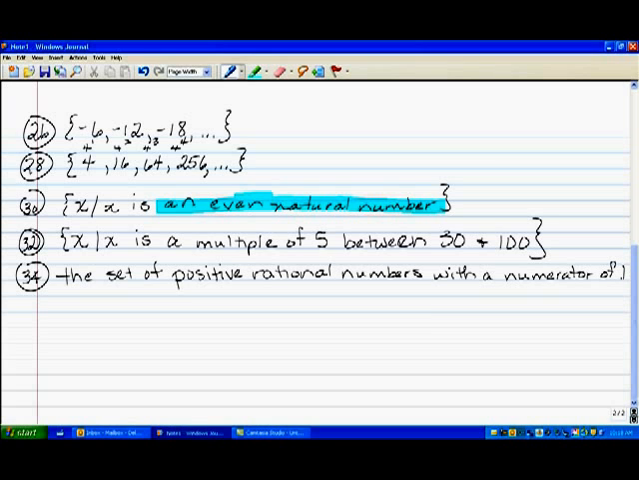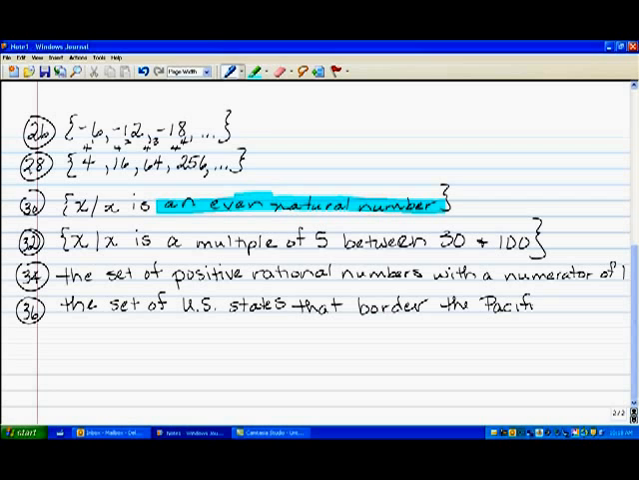And 36. We have Alaska, California, Hawaii, Oregon, and Washington. Let's see, that's all the states that border the Pacific. The set of U.S. states that border the Pacific Ocean. We'll go ahead and put ocean in there.